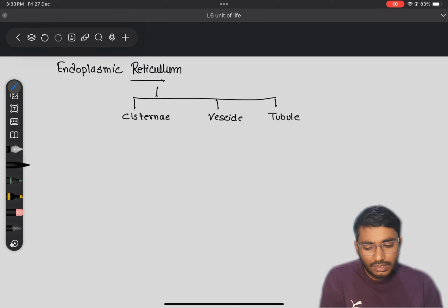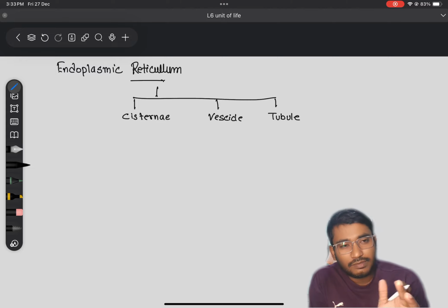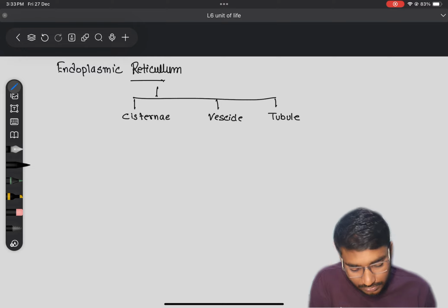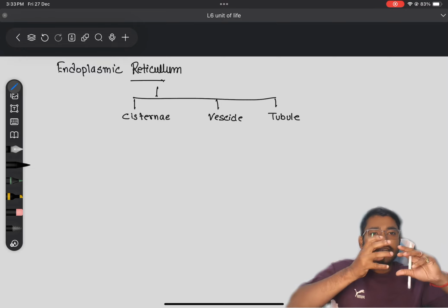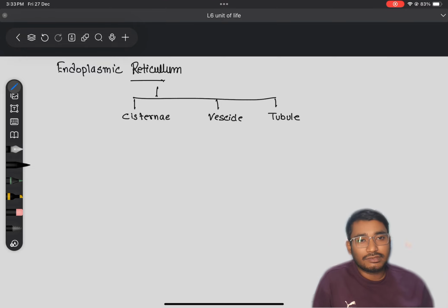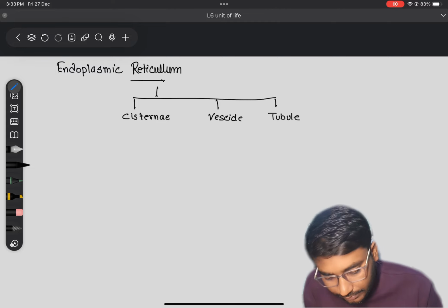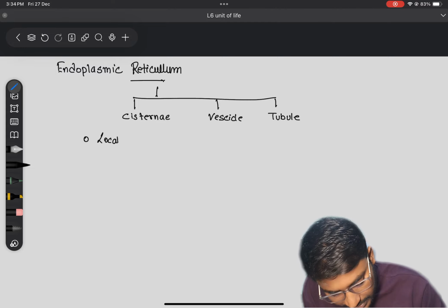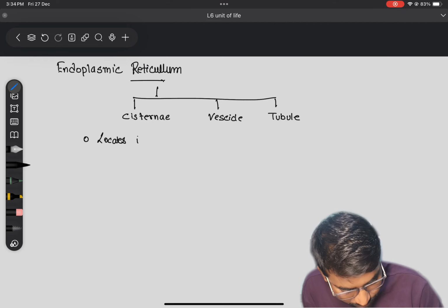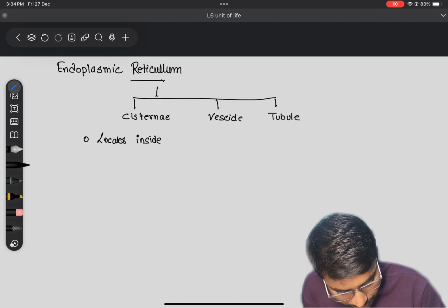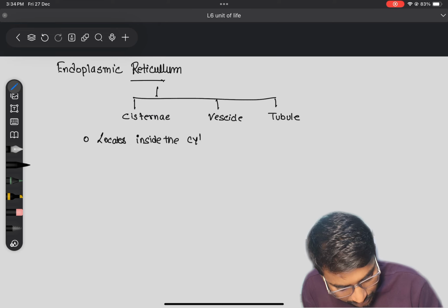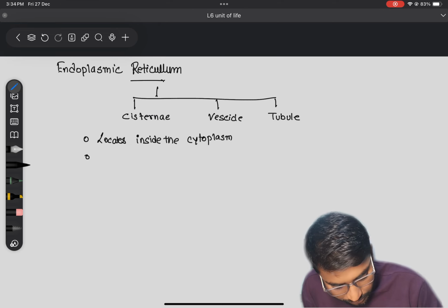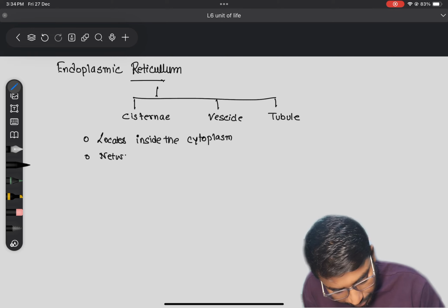So what is the function of endoplasmic reticulum, where it lies? Basically the endoplasmic reticulum lies inside the cytoplasm. Inside the cytoplasm it is a network of membrane of cell.